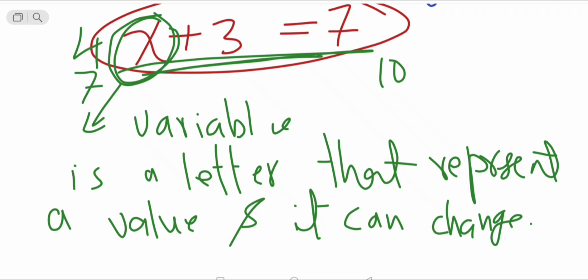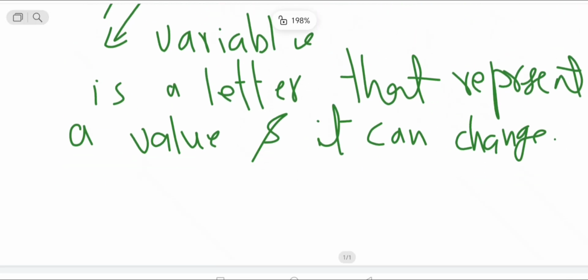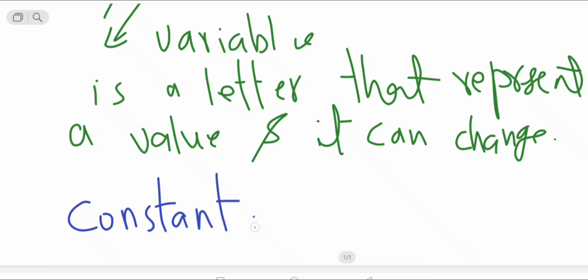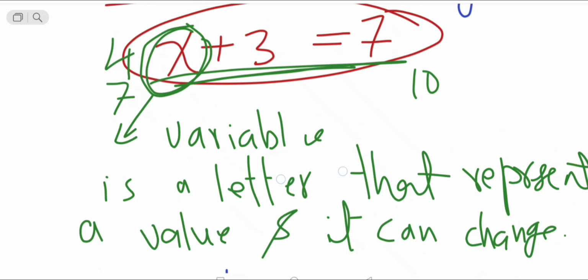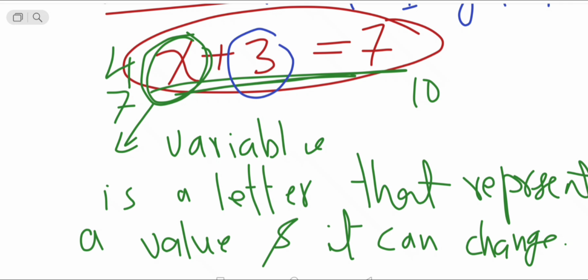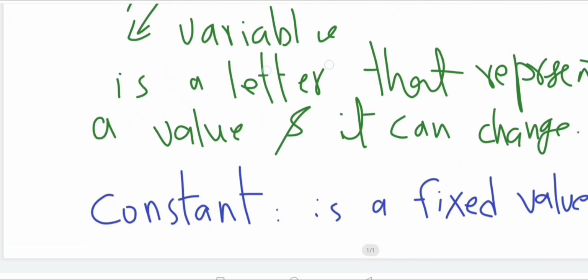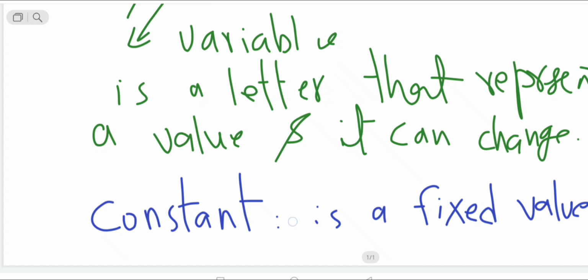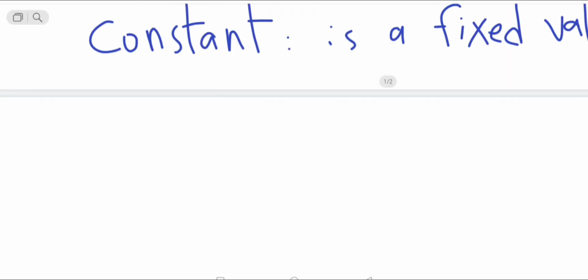Then after variable we have a constant. Constant is a fixed value. For example, here 3 is a fixed value, it cannot be changed. So something that has a fixed value is called a constant. Clear? Look at another thing in algebra which is very important to know, that is term.